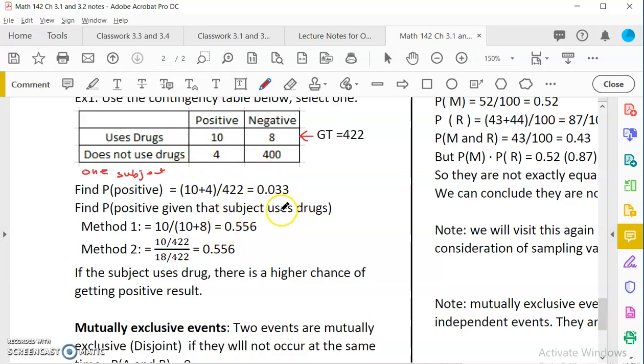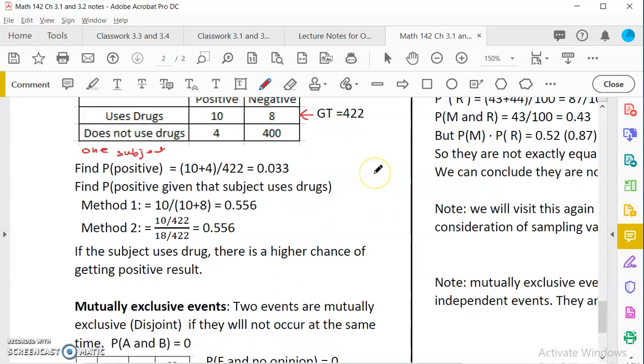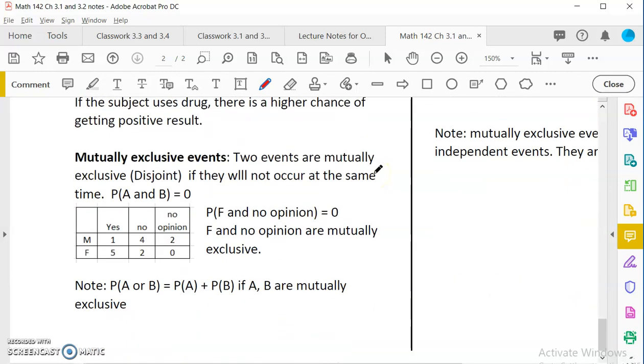So this particular comparison, comparing probability positive and probability positive given that he has used drugs, will lead us to analyze a situation called independence. We'll talk about those. So in 3.1 and 3.2, the book also talks about some other terms called mutually exclusive. This is a statistical term.